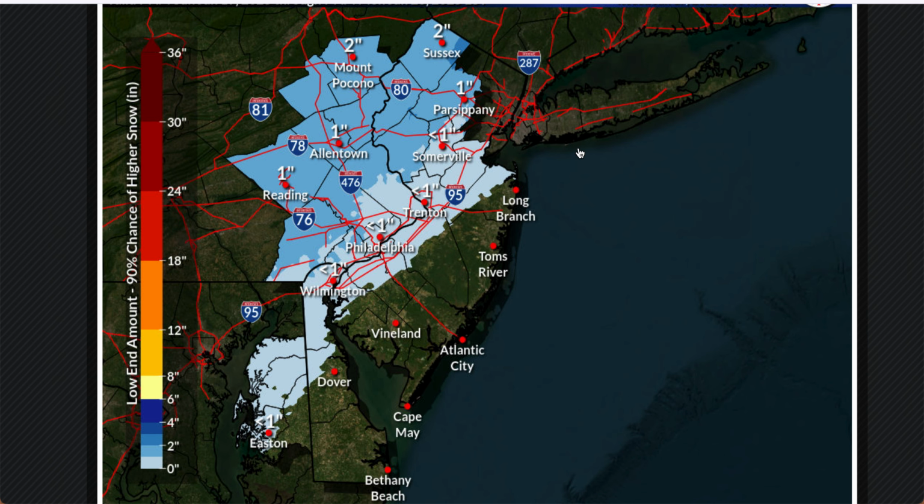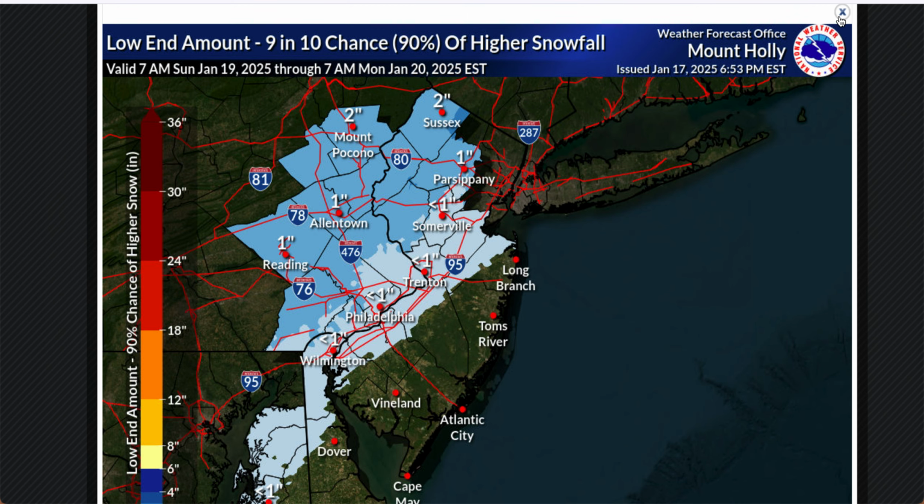Just to show you the low end, this is the low end. If we get a European type situation, this is definitely a reality, like only 1 to 3 inches across the entire area.